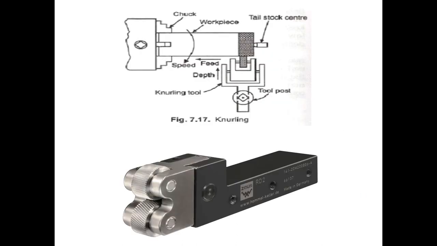So this is an actual 3D diagram of a knurling tool and a schematic sketch. The feed direction and the depth are given. So feed is the movement of the cutting tool, which is parallel, and the depth is given by using the cross slide. If the workpiece is large, we can provide support by using the tailstock.